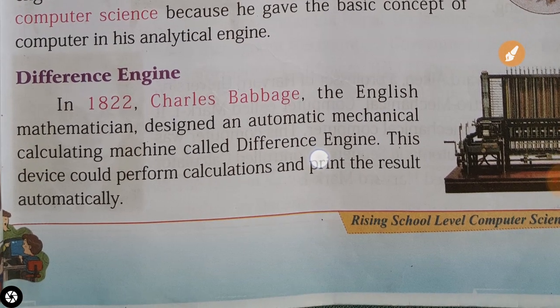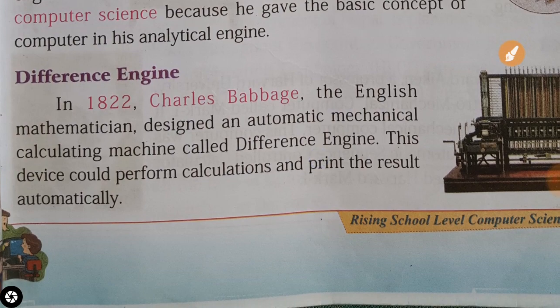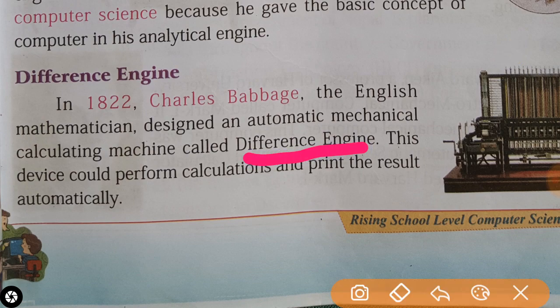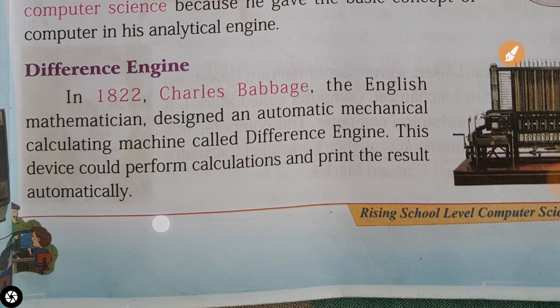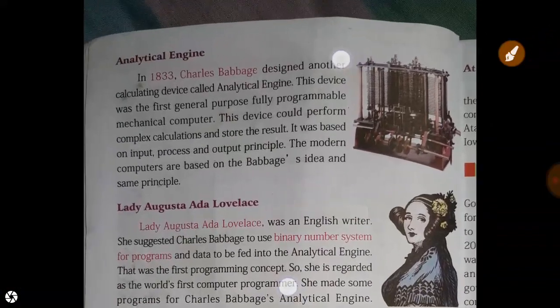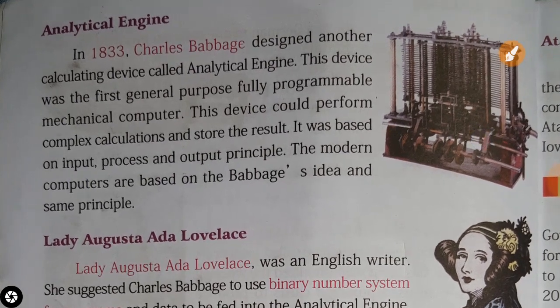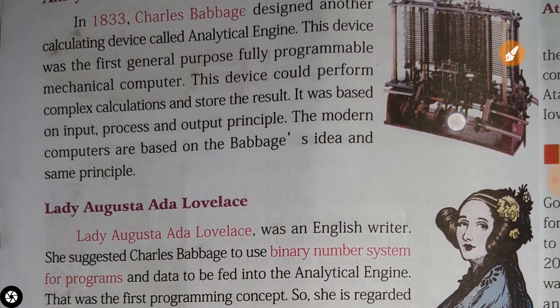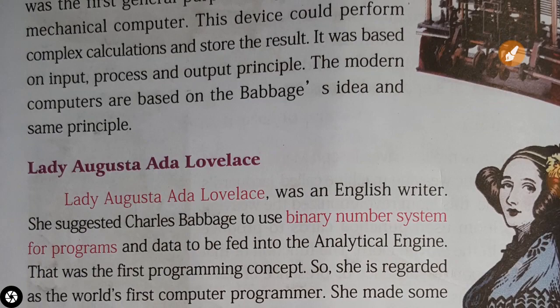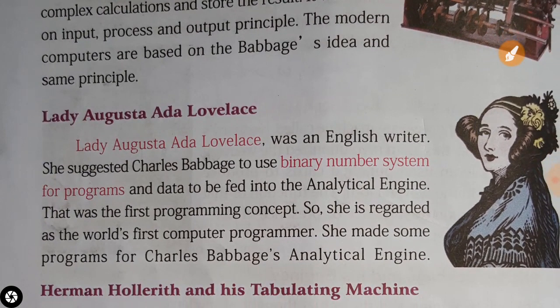In 1822, Charles Babbage, an English mathematician, designed an automatic mechanical calculating machine called difference engine. This device could perform calculation and print the result automatically. Okay, so here we have the analytical engine. In 1833, Charles Babbage designed another calculating device called analytical engine. This device was the first general purpose fully programmable mechanical computer. This device could perform complex calculation and store the result. It was based on input, process, and output principle. The modern computers are based on Babbage's idea and same principle. So he is known as father of the computer.